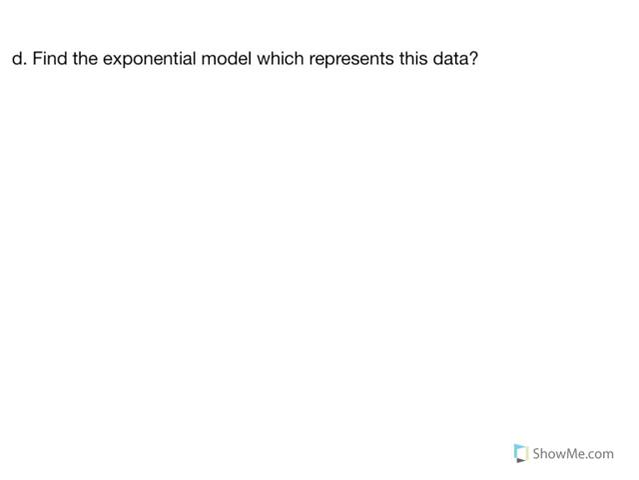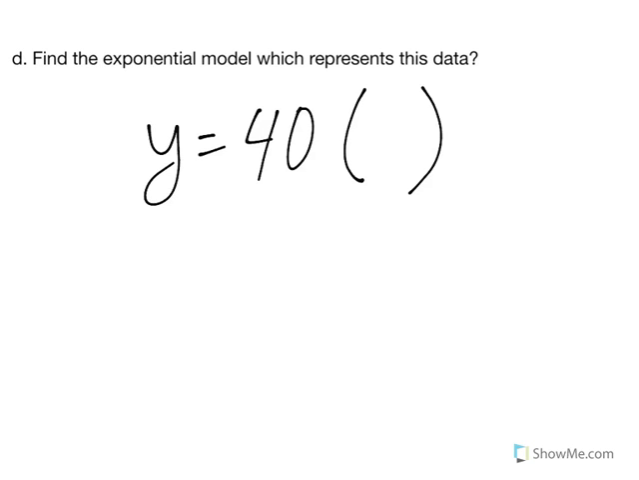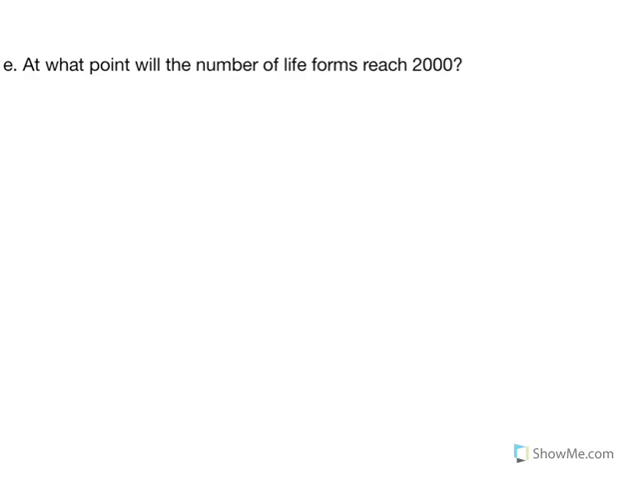D, the exponential model. So let's remember, y equals, what are we starting with? Well, we're starting with 40. What's my growth factor? 2. And then x, where x is the number of years after 2013. So at what point will the number of life forms reach 2,000? Well, we know that they are 640 in 2017, so we kind of have to use some guess and check. We want to know when the end result is going to be 2,000.